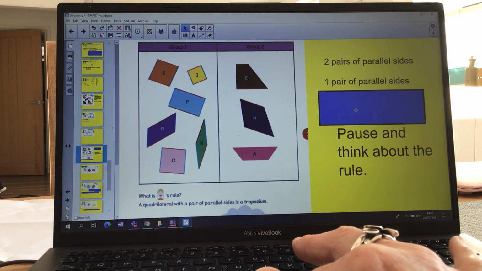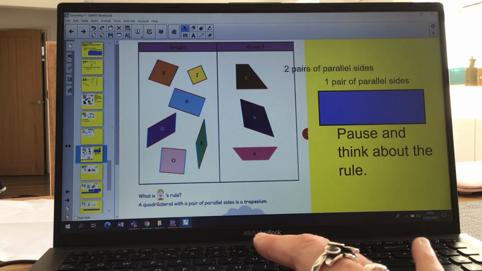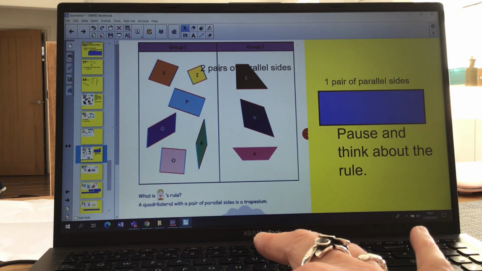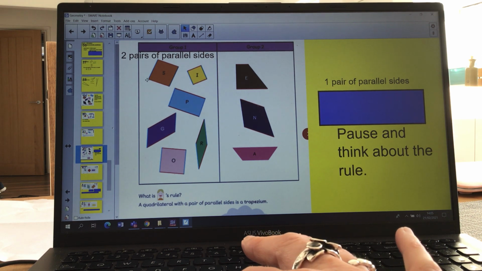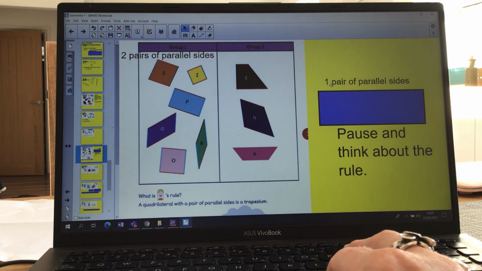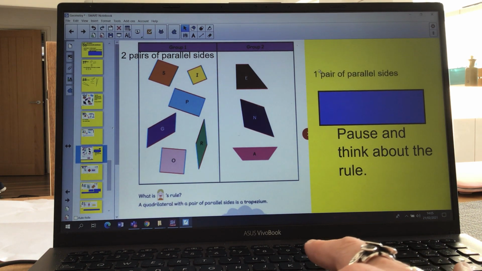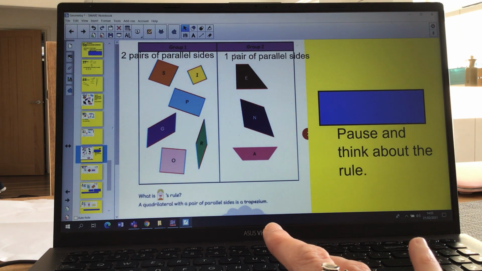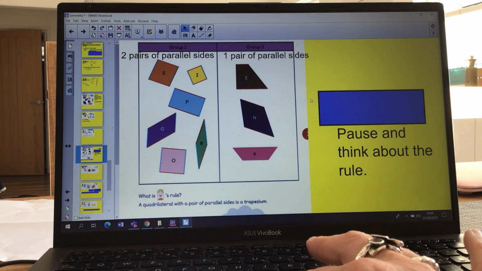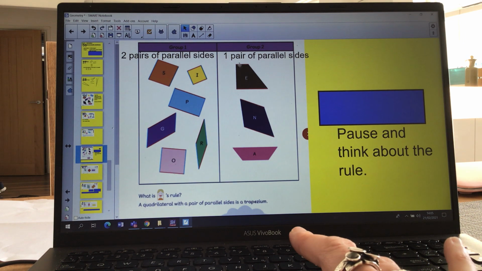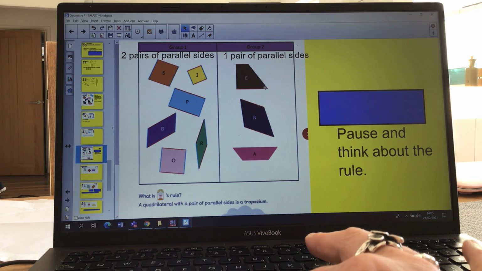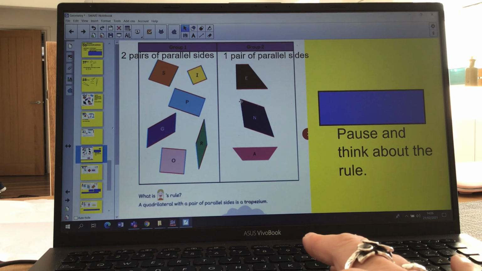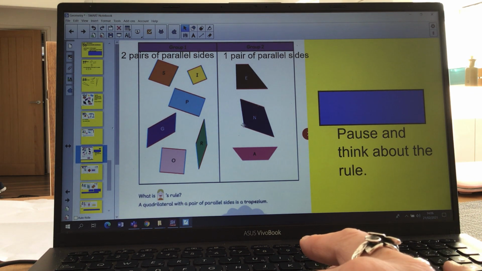Okay, so I'm hoping you thought, well, actually, all of these shapes in group 1 have 2 pairs of parallel sides. Yeah, 2 pairs of those parallel sides. And in group 2, they just have 1 pair of parallel sides. We're going to talk about that in a moment. So you can see, look at E. This line here is parallel to this one here. Yeah. If you look at N, this line here in this shape is parallel to this line here.